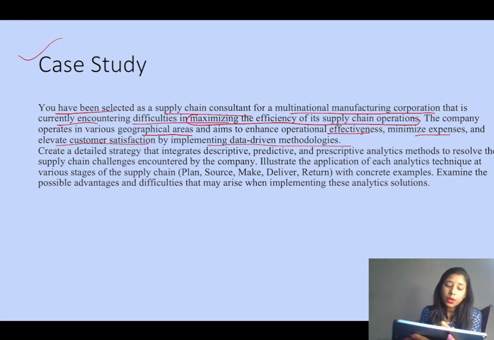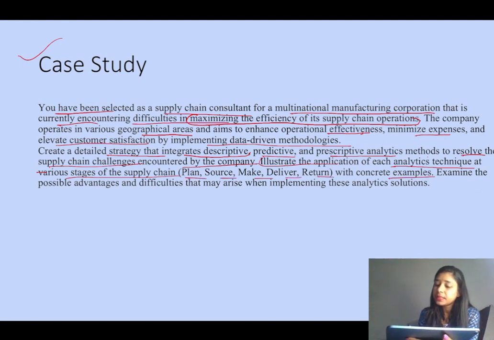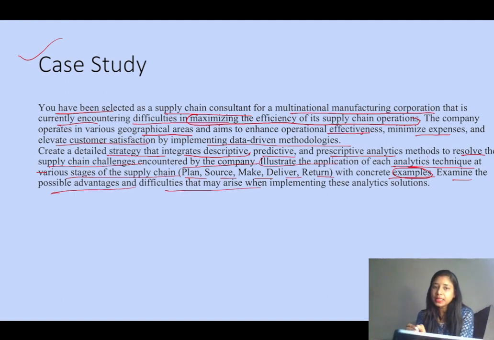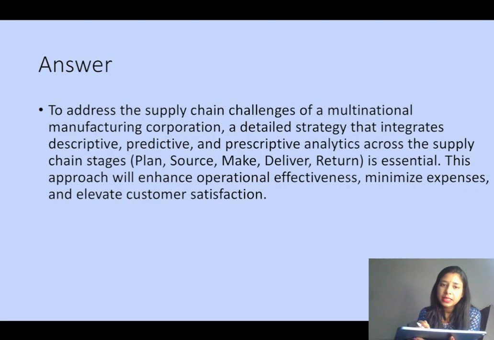Okay, now you are required to create a strategy that integrates descriptive, predictive, and prescriptive analytics methods to resolve the supply chain challenges encountered by this company. You need to illustrate the application of each analytical technique at various stages of the supply chain, that is plan, source, make, deliver and return, with concrete examples. You have to use some examples and you need to examine the possible advantages and difficulties. A similar question we have discussed in our previous video also. So just see the answer.